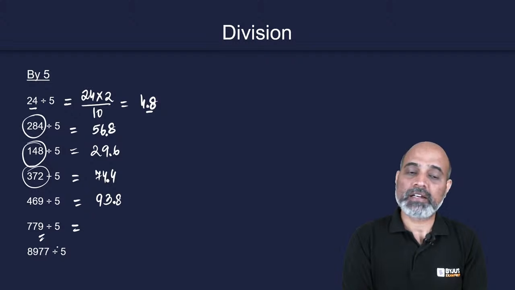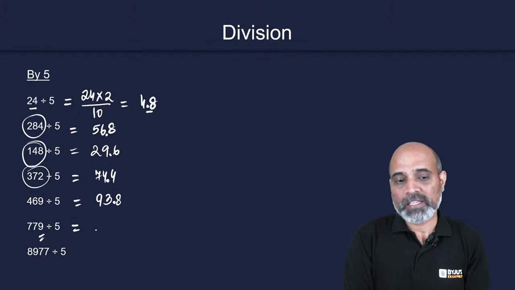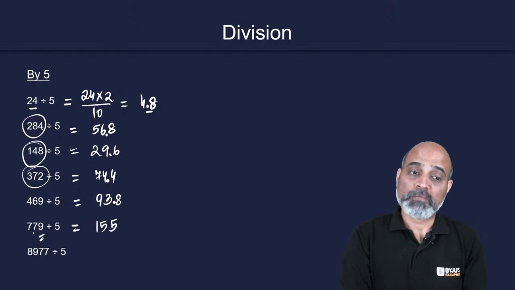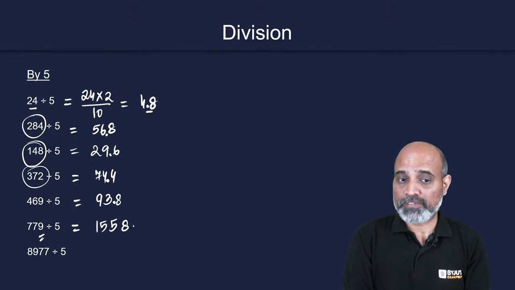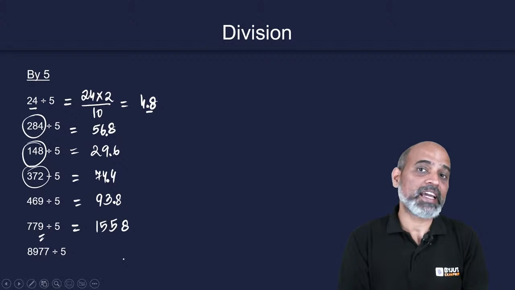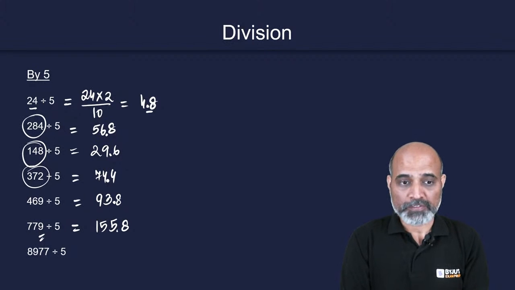779 divided by 5. Double 779. So double of 77 is going to give me 154, but I will write 155 because I have a 9 that will give 18, the 8, when I double it. So I'll get 155.8.